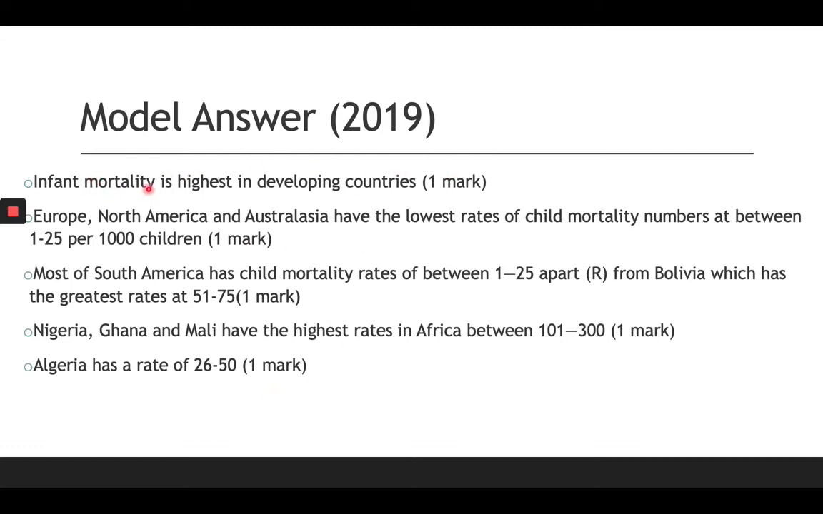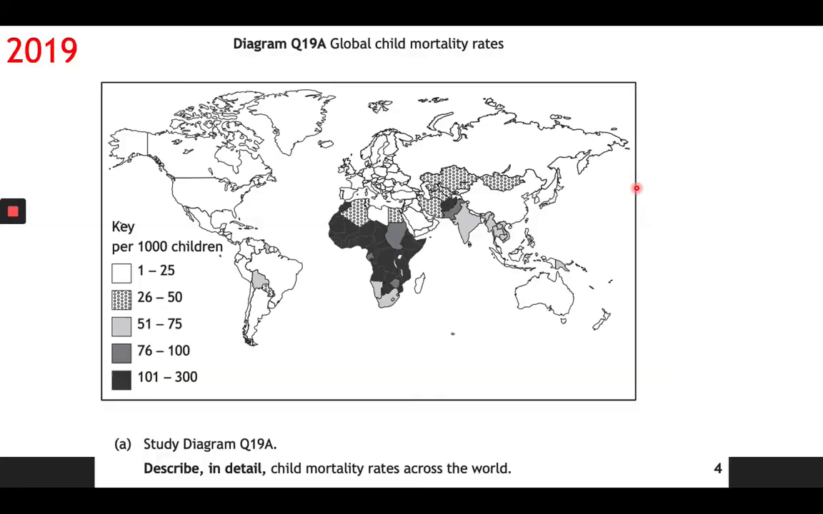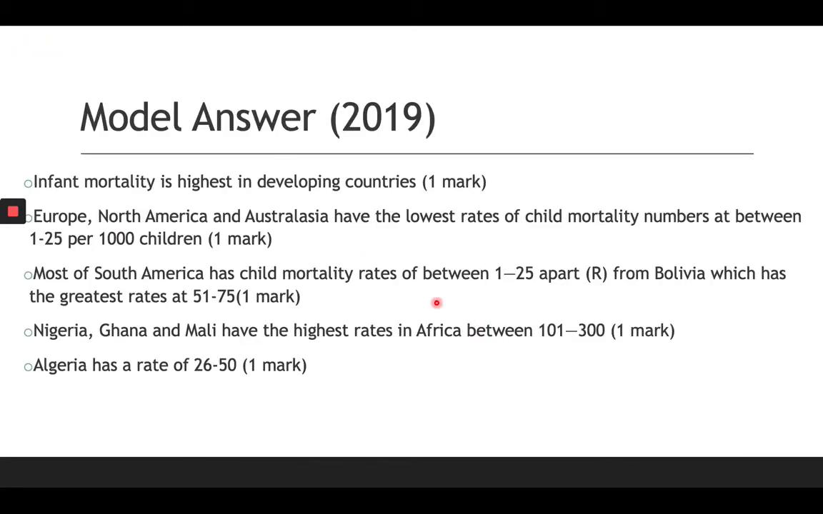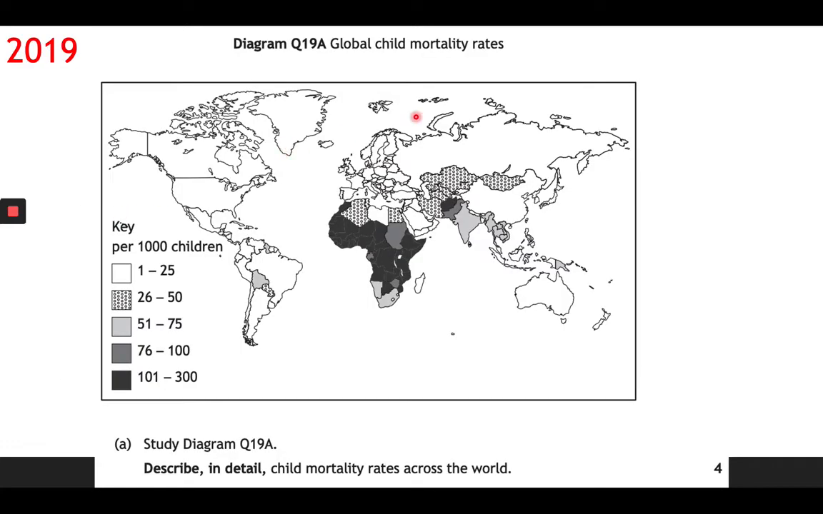Infant mortality rate is highest in developing countries. Let's go back and have a look. So developing countries, absolutely. These poorer countries in Africa, parts of Asia, yep, the rates are much higher. Okay, we're in the dots into the shaded parts. Europe, North America and Australia have the lowest rates of child mortality numbers of between 1 and 25 per 1,000 children. So let's go back to Europe. Yep, Europe's here. Very low infant mortality rates. Okay, so this is the number of children that die per 1,000 children that are born.